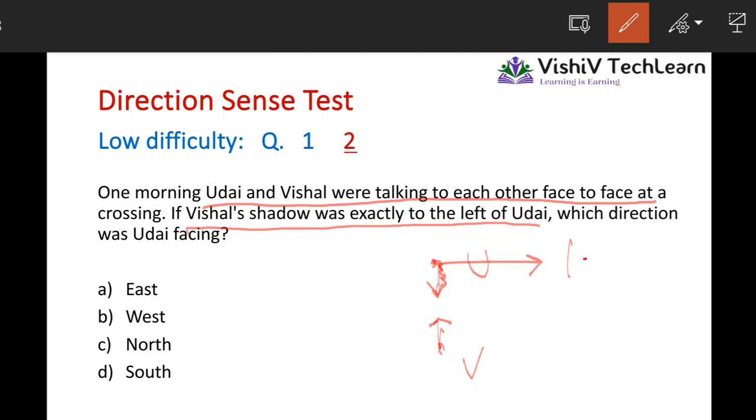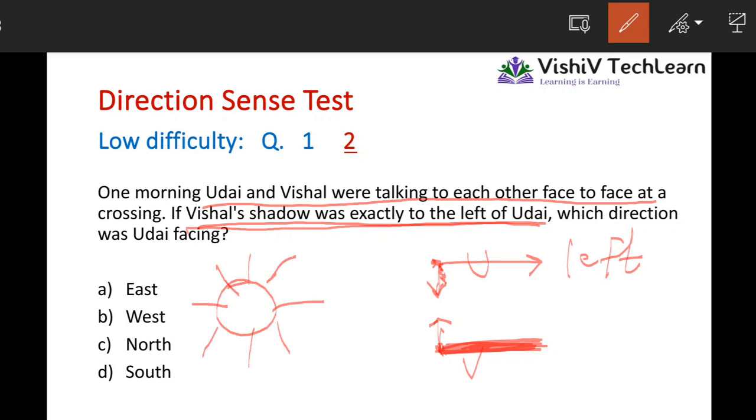Okay, so this is the left side of Uday, and Vishal's shadow was exactly to the left of Uday. So Vishal is here and his shadow is on this side. Right? This is the meaning of this sentence. So if the shadow is on this side, then obviously the sun should be on the opposite side of the shadow. Then we can have the shadow of Vishal on this side.